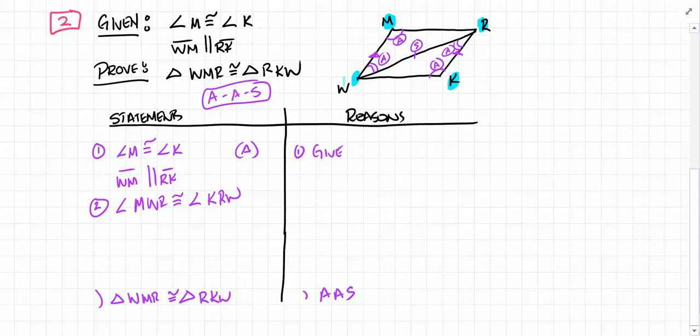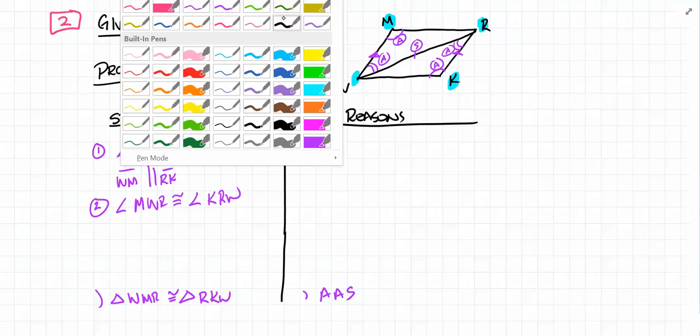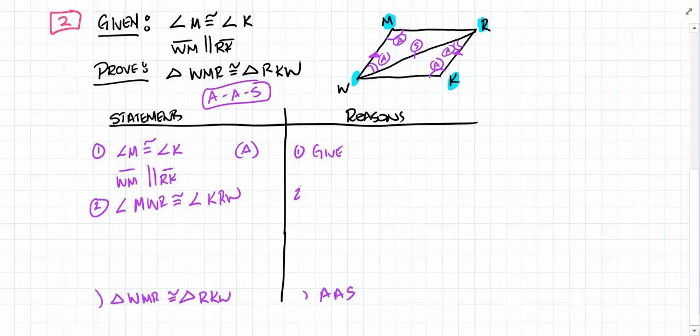Now, why is this true? I can't just make statements without any reasons. Very good. Alternate interior angles are congruent. So I just proved another angle. So far I have the angle part, I have the angle part. Now it would be great if I could prove the side part. So what am I going to say?